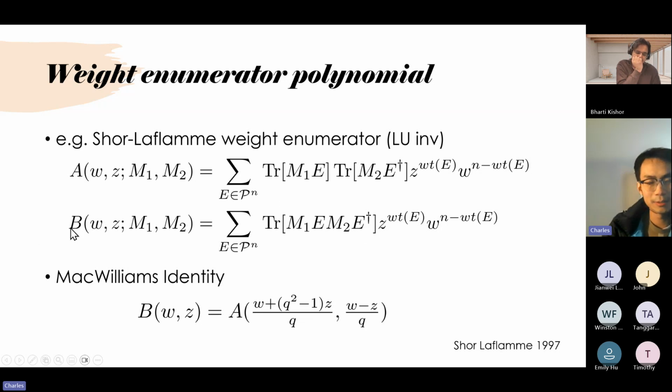But what's important to note, exactly as Kishore mentioned, is that they come in pairs. There is a MacWilliams identity, a duality relating the A enumerator to the B enumerator. So if you know one, you know immediately how to get the other. Here's an example of that, where if you have an enumerator over q dits of local dimension q, this is what the relation is going to be like.